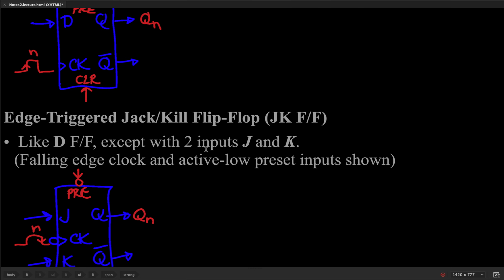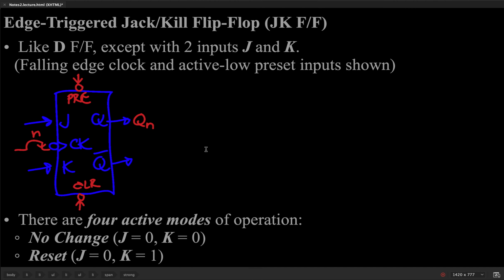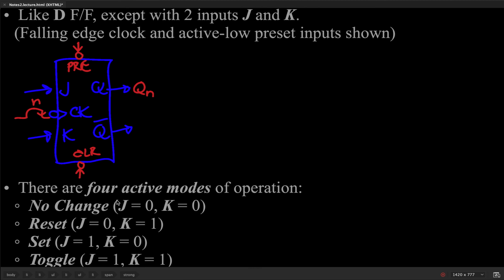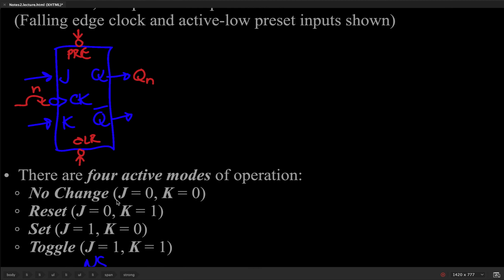The second flip-flop I want to introduce to you and have you do an iClicker exercise with is the JK flip-flop. In this case, the inputs are J, K, there's a clock input, a Q, and not Q. There's also a preset and a clear available. These are actually active low. There are four modes of operation. Let's not worry about the preset and clear, but associated with J and K.